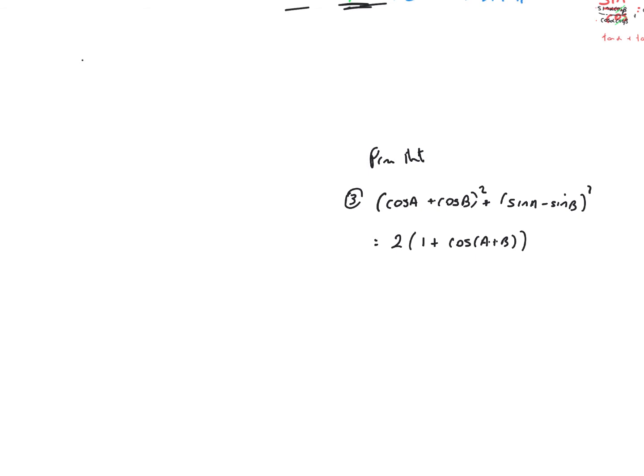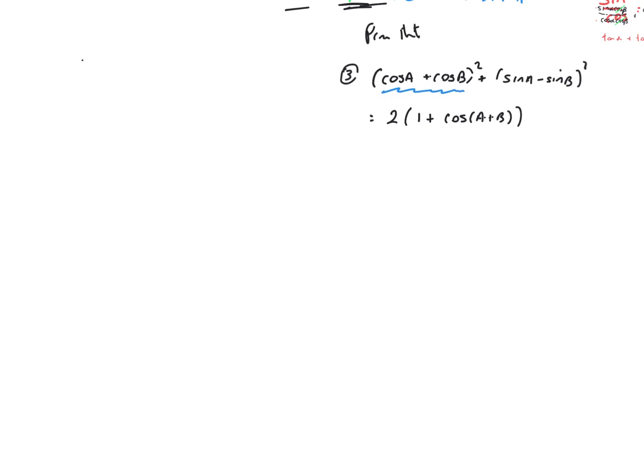Okay, so let's just take one thing at a time. We can see here that we've got a squared bracket, so I'm going to write that down and repeat the bracket. The key thing with these questions is to take it systematically, one step at a time. So that's going to be (cos A + cos B)(cos A + cos B), and then (sin A − sin B)(sin A − sin B).